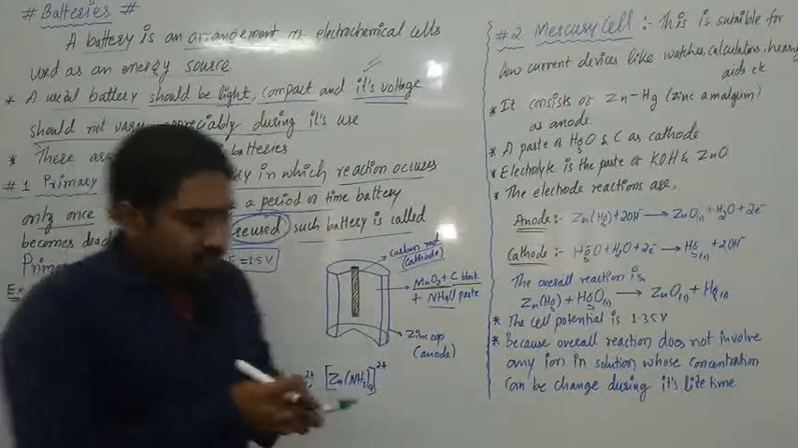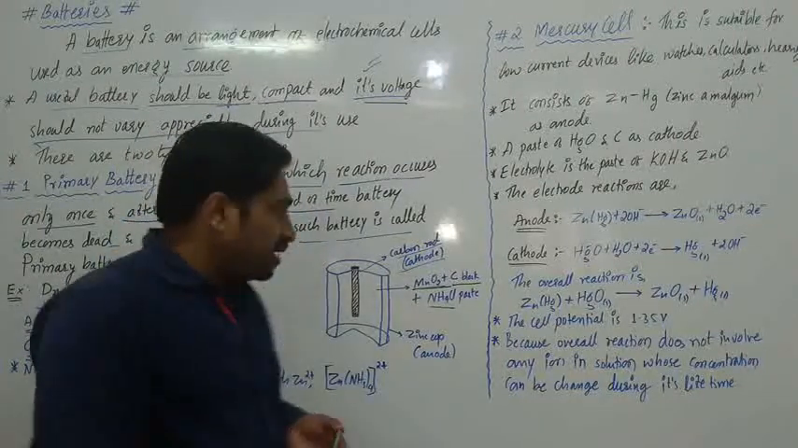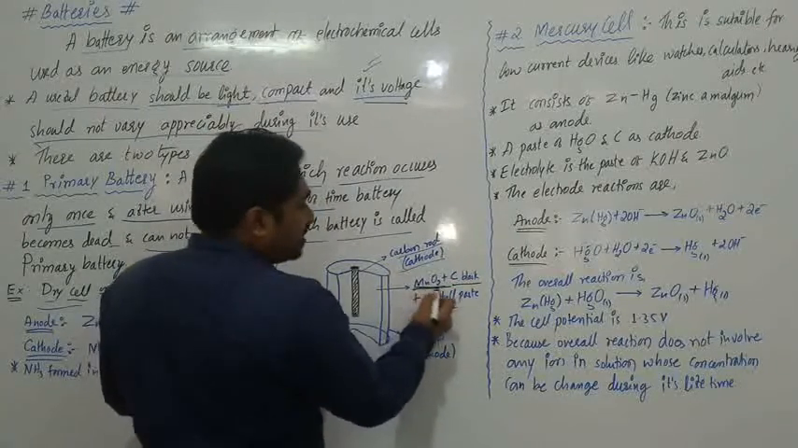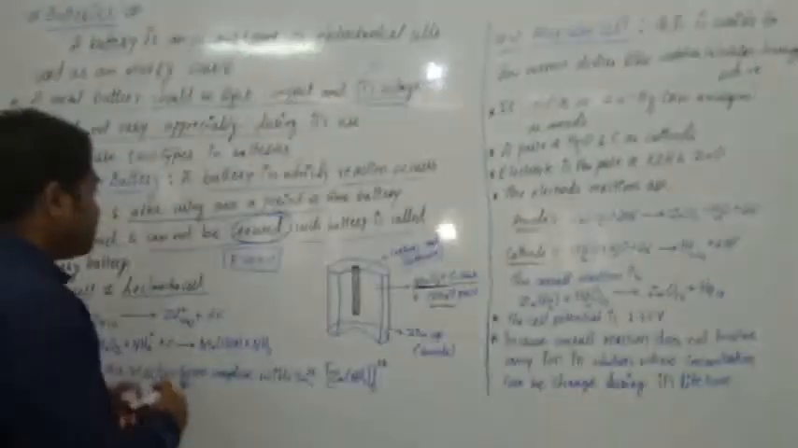If you open this battery, what happens? We are going to get a black colored powder. That black colored powder consists of a large amount of carbon powder. With that, manganese oxide and ammonium chloride pastes are present.